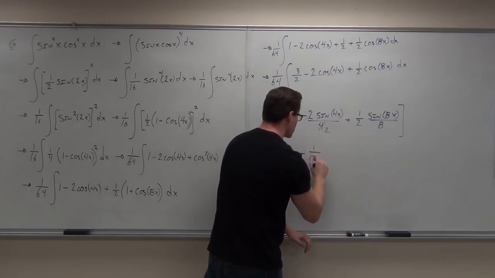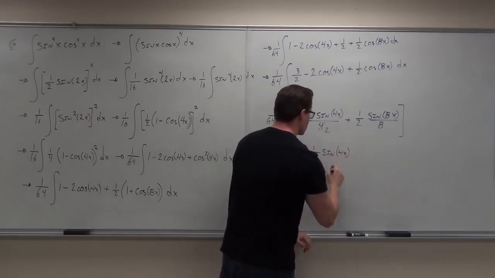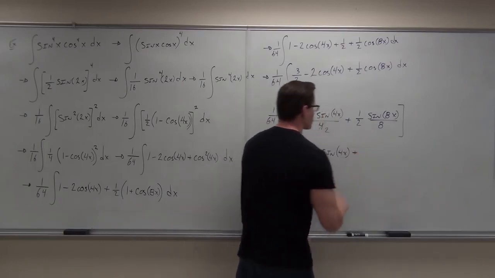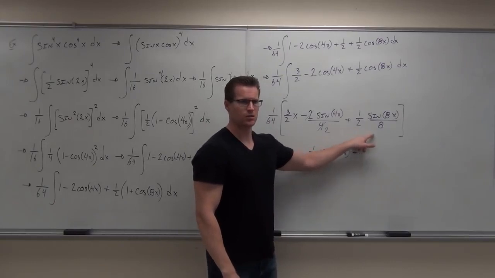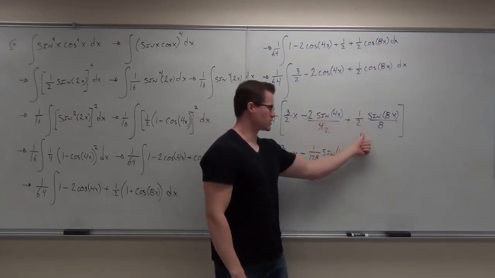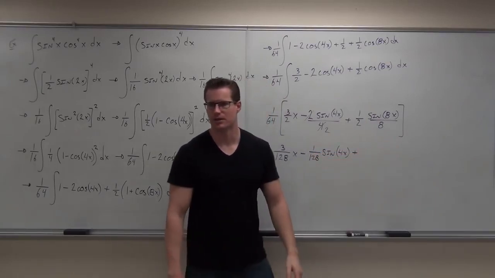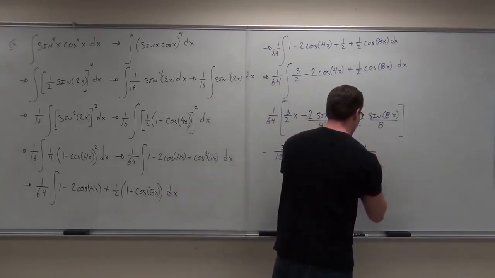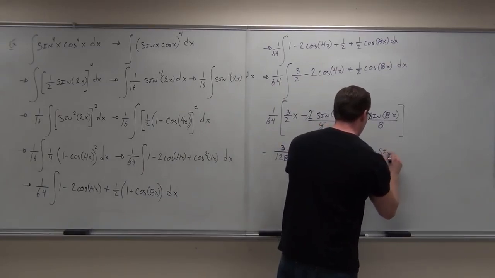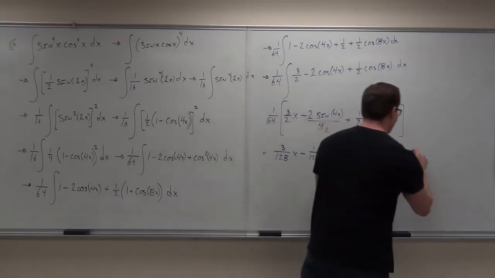1 over 128 sine of 4x plus, wow, what's this going to be? So basically you have 64 times 2 times 8, or 64 times 16. I don't even know. You tell me what. 1024. Sounds good. I'll take your word for it. Sine 8x. And finally, plus C.